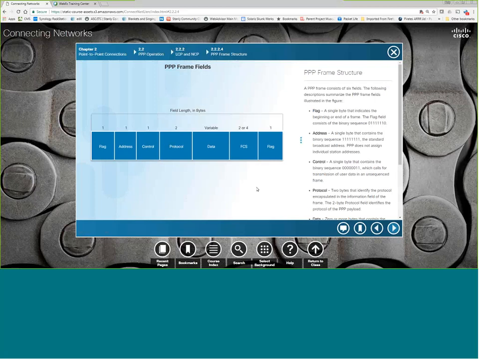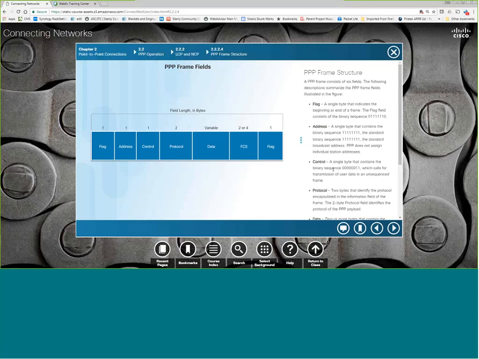Here's a frame. You'll notice it's got a flag, so the start of frame sequence. It's always 0, 1, 1, 1, 1, 1, 1, 0. The address is always set to all 1s for broadcast, because you don't need an address for the other side of the link. This is a point-to-point link. If it goes out the left side, it gets to the right side.